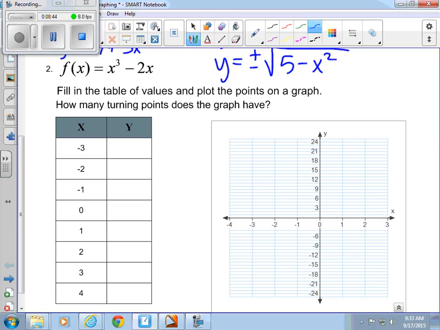Negative 21, is that right? Yes. Plug in negative 2. Negative 4. Plug in negative 1. That's 1, is that right? Just checking my work. Doing it in my head, probably shouldn't do that. x cubed minus 2x.